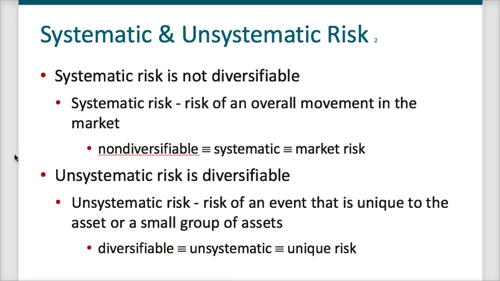So you can see how these are really isolated to one company or a group of companies in a similar business. So if you get 10 or 15 different companies in different businesses in different locations, you can thereby stop this unsystematic risk. You can lower it.